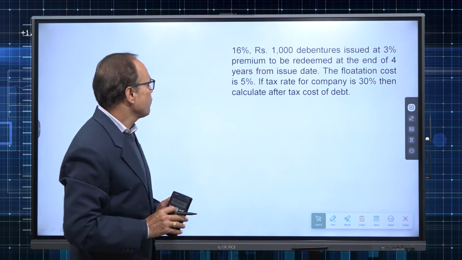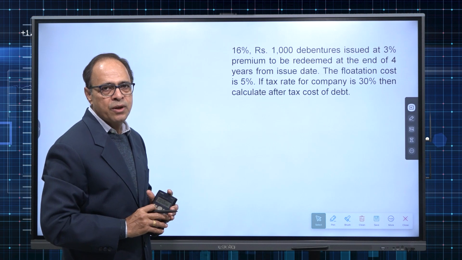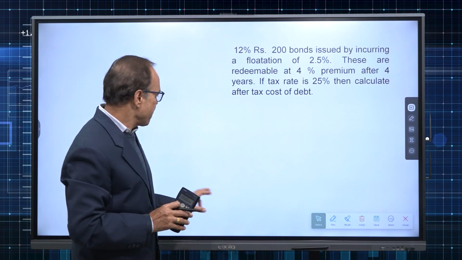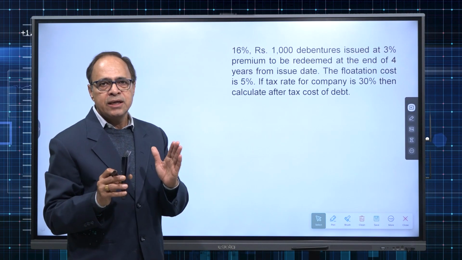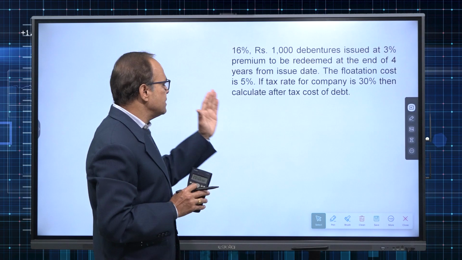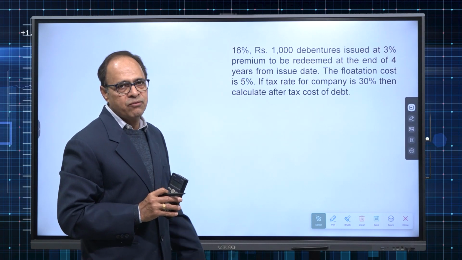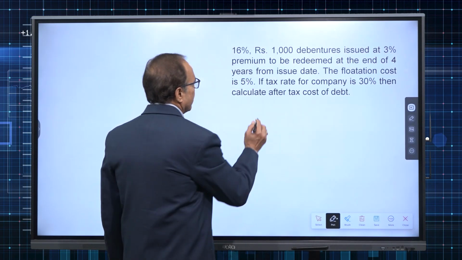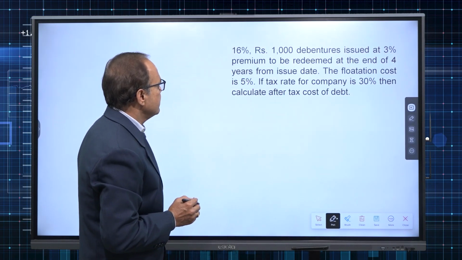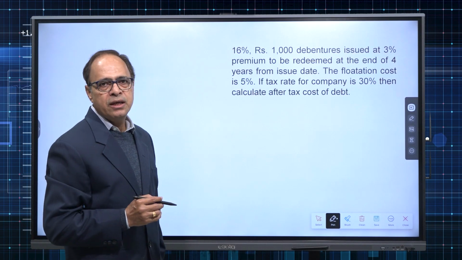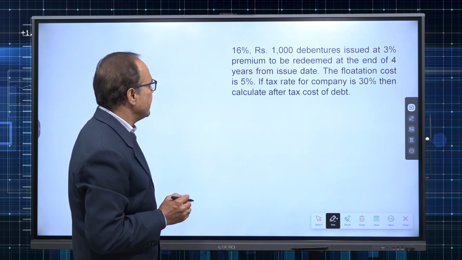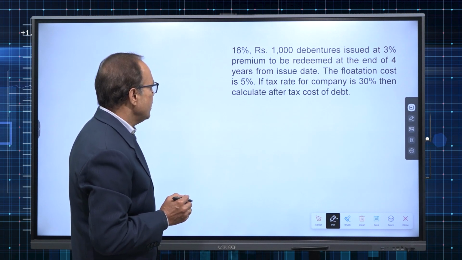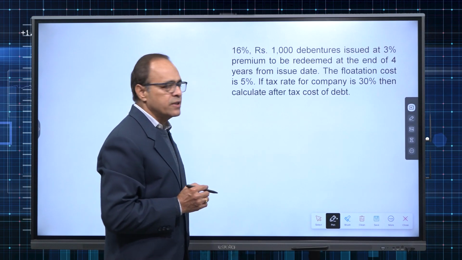There is one more numerical. 16%, rupees 1000. So why have I taken blended numericals? Previously par value was 200, now par value is 1000. So that you pay attention. Different percentages are to be calculated on face value or par value. So you can have different practices. So in this case, when you practice the numerical, let us read it carefully. 1000 debenture issued at 3% premium. This time issue price is given, to be redeemed at the end of 4 years from issue date. The flotation cost is 5%. If tax rate is 30%, what is the after tax cost of debt?